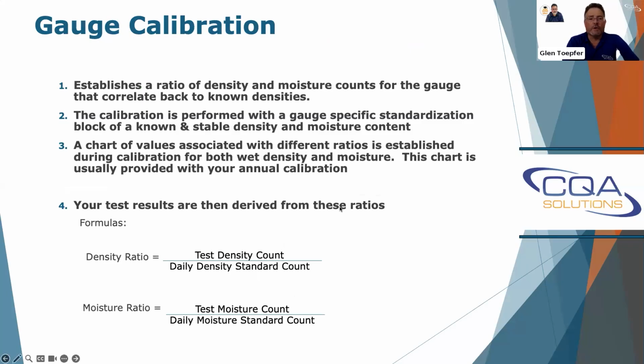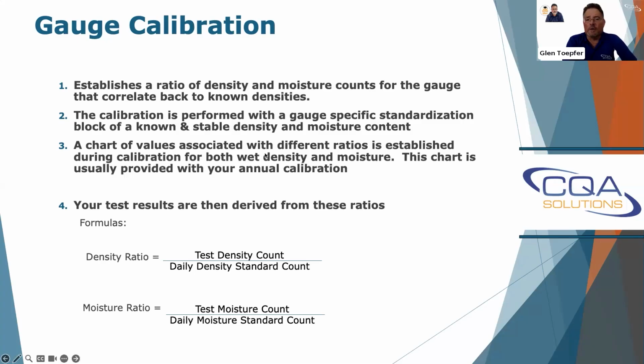Usually every manufacturer requires annual calibration of the gauge. What the calibration does is establish a ratio of density and moisture counts for the gauge that correlate back to known densities. They correlate back with a specific standardization block that has a known and stable density and moisture content. You'll see those white blocks with the gauges. Those are your standardization blocks, and I'll have a photo in a couple of slides just to show you, for those of you who may not have seen them.